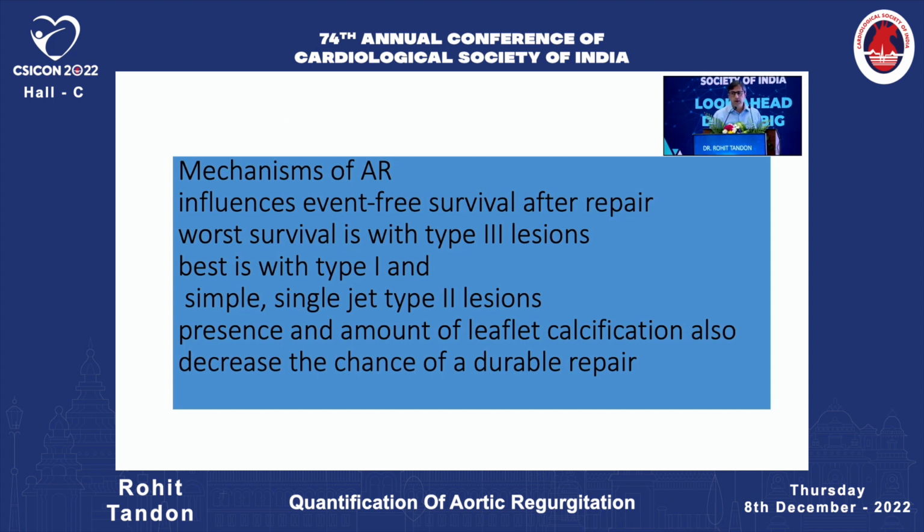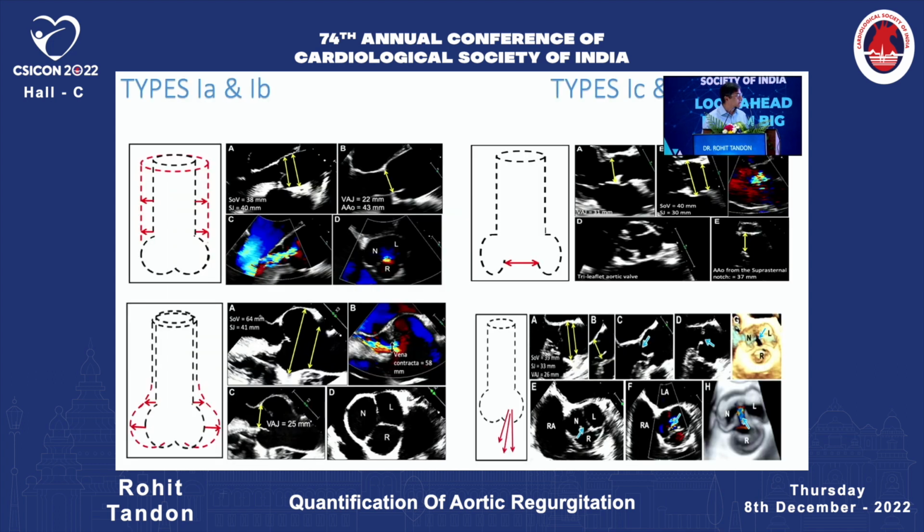The mechanism of aortic regurgitation is important to understand because it ultimately influences event-free survival. The worst survival is with type 3, which we'll discuss, and the best is with type 1 and simple single jet type 2 lesions. Also, calcification of the aortic leaflets has to be looked at to assess the chances of a durable repair.